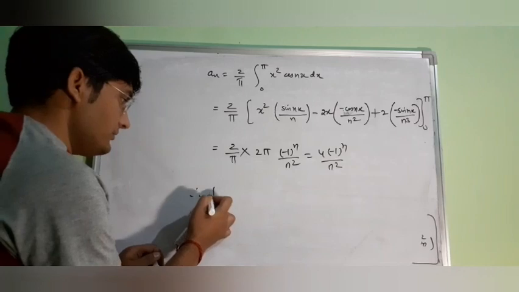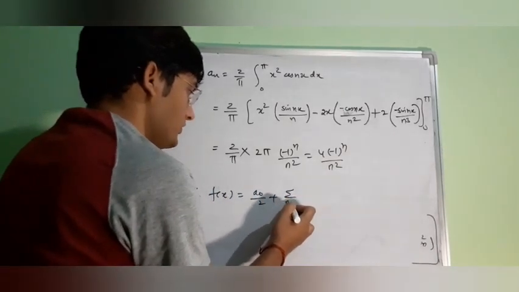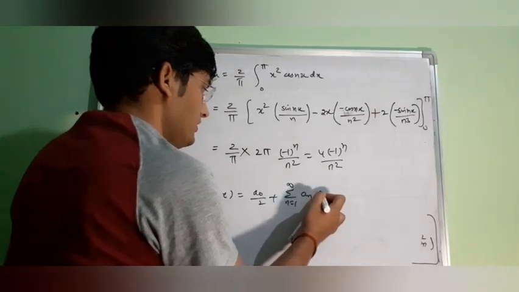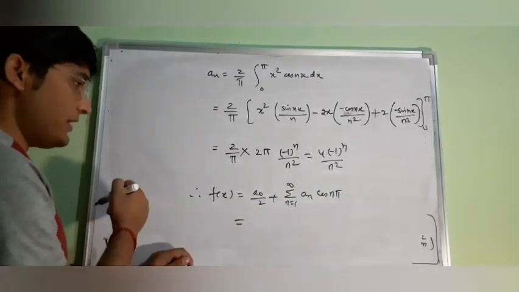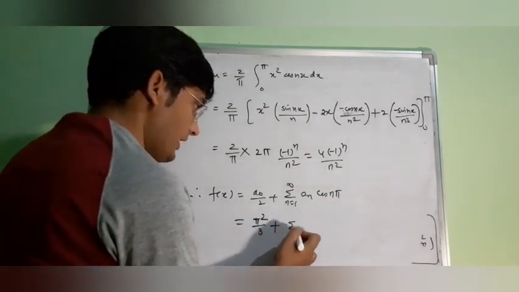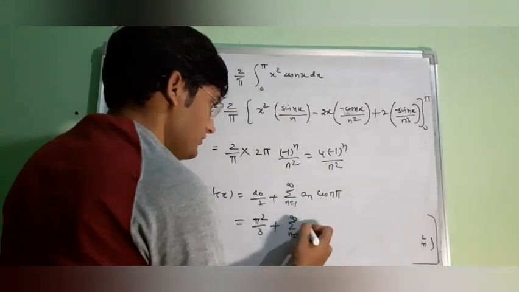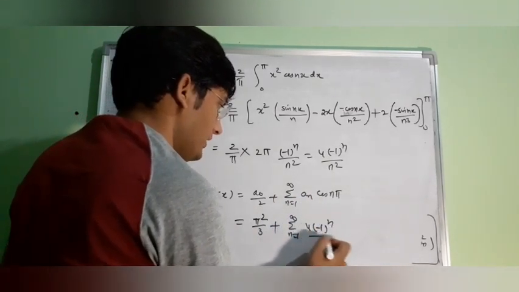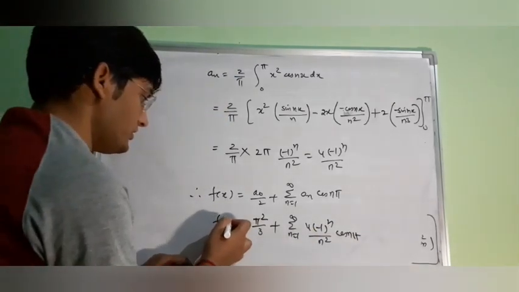Therefore the Fourier series is a0 by 2 plus the summation n equal to 1 to infinity of a_n cos n pi x. As our a0 was 2 pi square upon 3, this will be pi square upon 3, plus summation n equal to 1 to infinity of 4 (minus 1) to power n upon n square cos n x. So the Fourier series is this one.